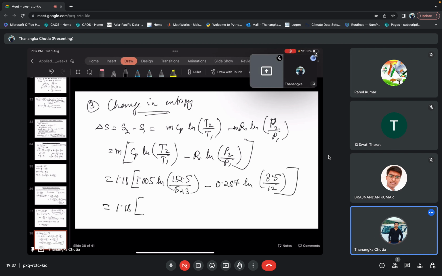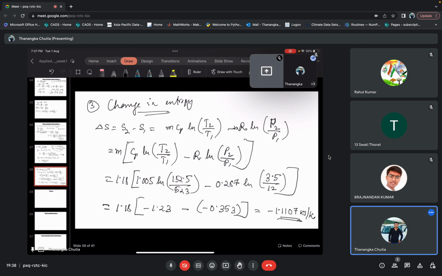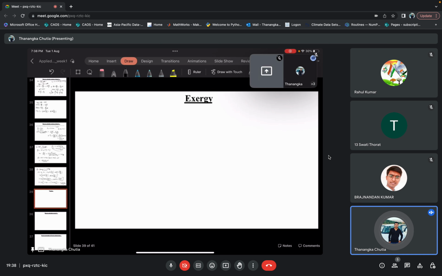Okay, this will be minus 1.23 minus of minus 0.353, so you'll get it around minus 1.1107 kilojoule per Kelvin. Okay, fine. So next topic is exergy.